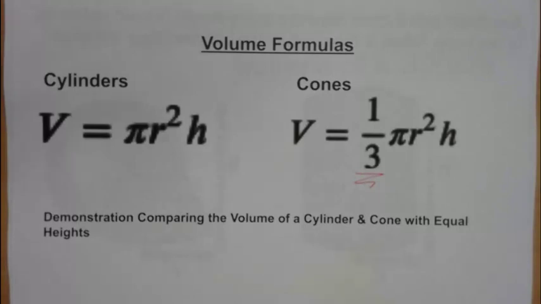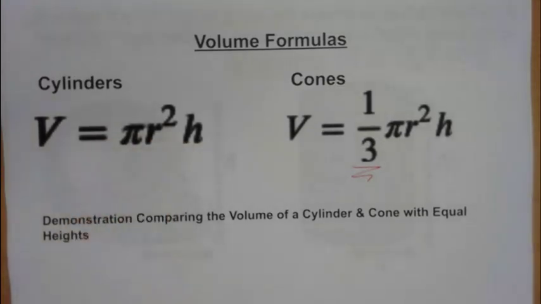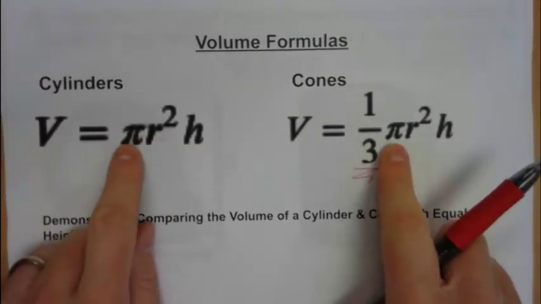And I found a video on YouTube that I have linked here in the PowerPoint that you can watch, which demonstrates filling up a cylinder and then pouring it into a cone. It's very obvious in that demonstration that a cone is 1/3 of the volume, or can hold 1/3 of the capacity, that a cylinder with the same radius and height could. And you'll notice that pi is in common in both.